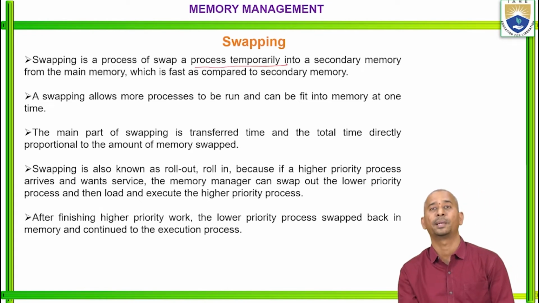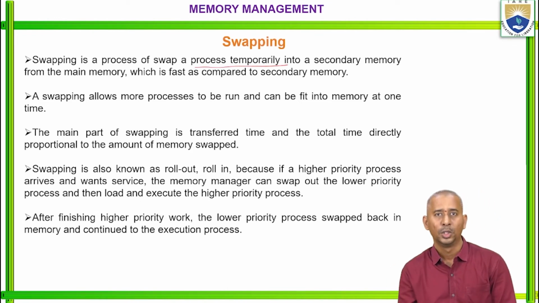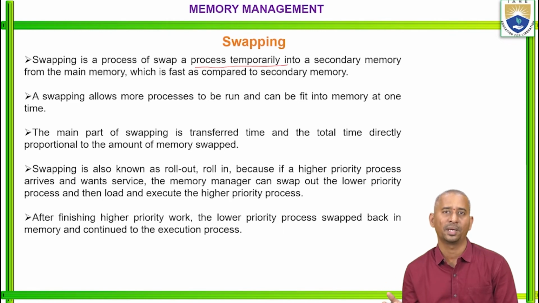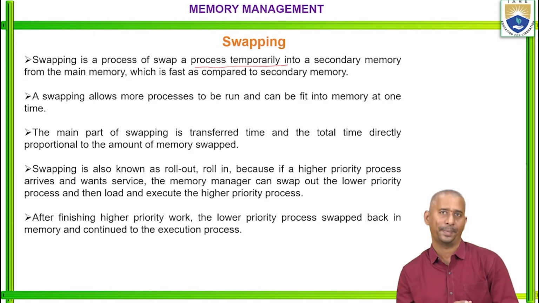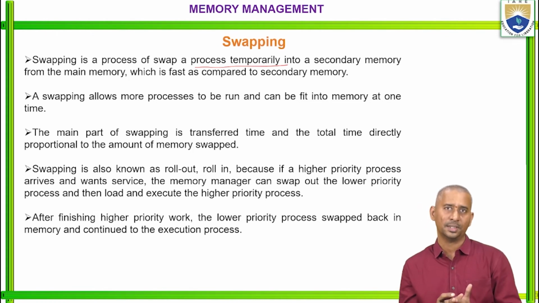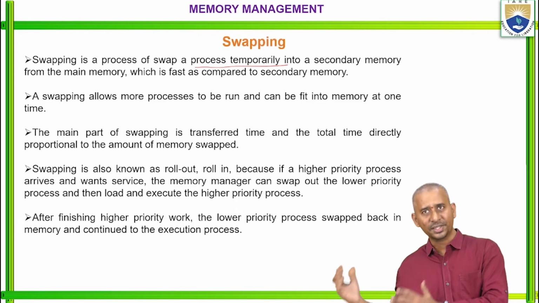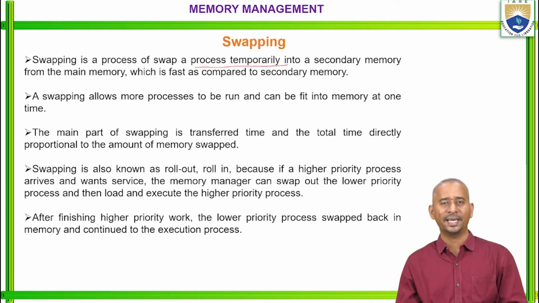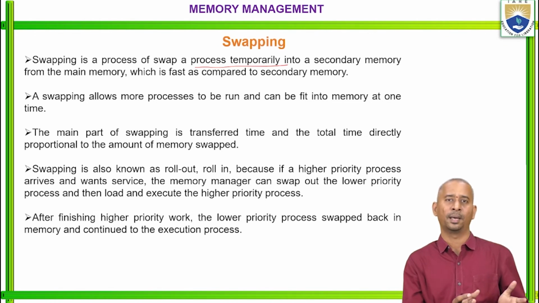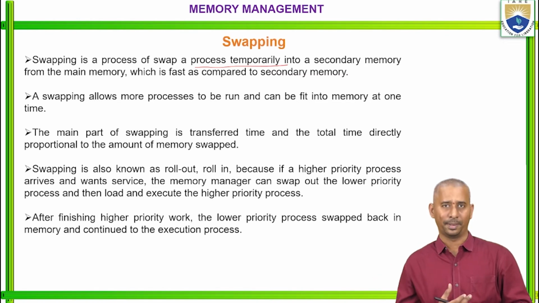Already you are very familiar with swapping: swapping of two numbers using a third variable, or swapping of two numbers without using a third variable. So what is the necessity of swapping? See, swapping is a process of swapping a process temporarily from the primary memory into the secondary memory. So why do we need to swap any particular task or program from secondary memory to primary memory?